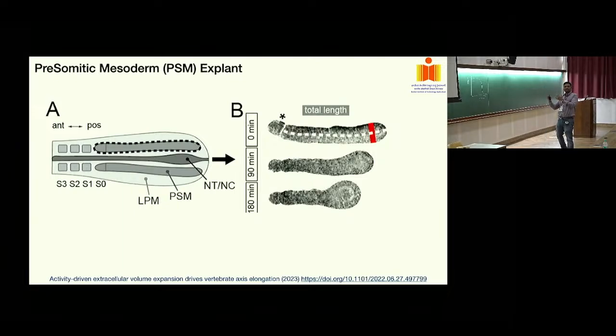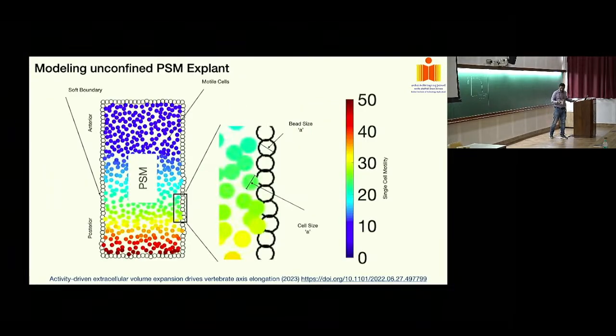Of course, we can guess that activity levels are different. There is a gradient in motility, and that is of course responsible for this. So if we want to model it, how do we do that?